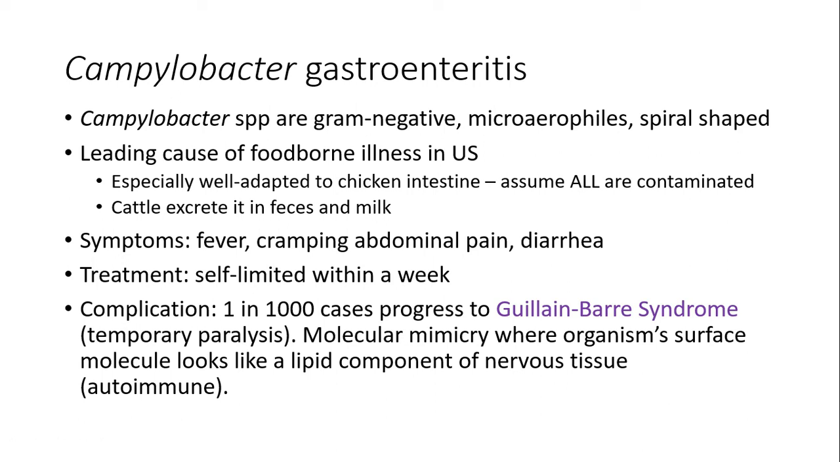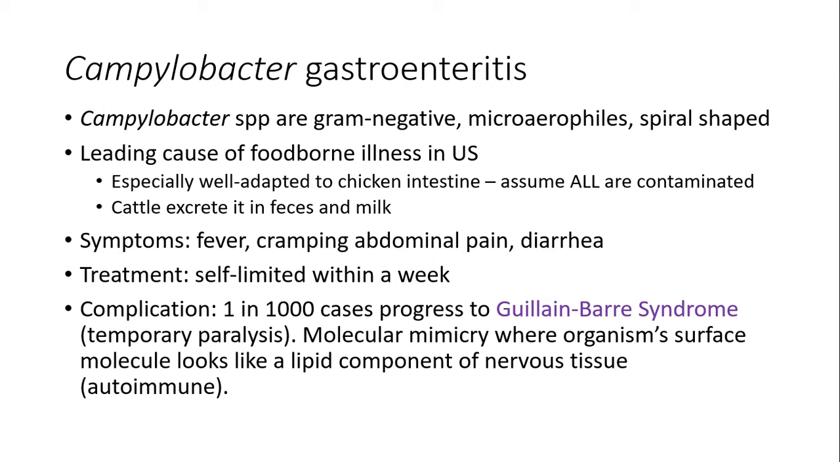Campylobacter gastroenteritis is another interesting one. Very common cause. In fact, it's the leading cause of foodborne illness in the United States. While those other items were splashier titles, this is the one that is actually a lot more prevalent. So these are gram-negative microaerophiles, so they do okay in the intestinal environment, and they're spiral shaped. This organism is especially well adapted to the chicken intestine. It seems to really like that environment.